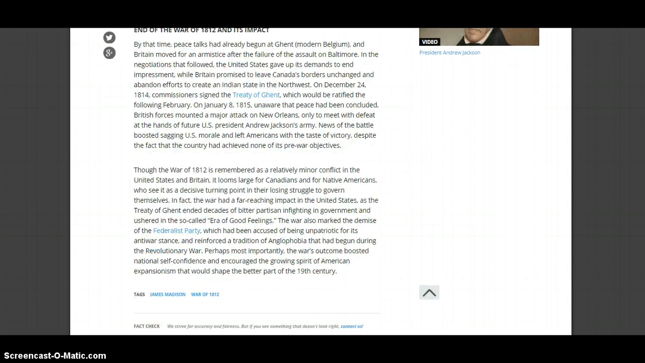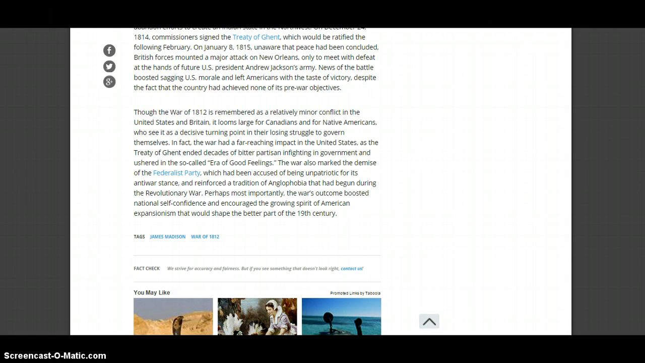Though the War of 1812 is remembered as a relatively minor conflict in the U.S. and Britain, it looms large for Canadians and for Native Americans, who see it as a decisive turning point in their struggle to govern themselves. In fact, the war had a far-reaching impact in the United States, as the Treaty of Ghent ended decades of bitter partisan infighting in government and ushered in the so-called Era of Good Feelings.